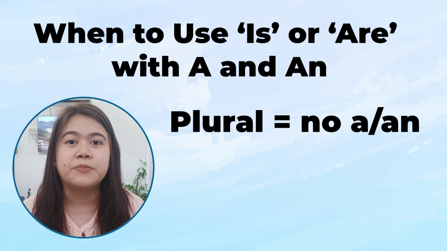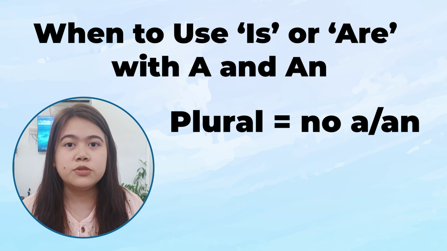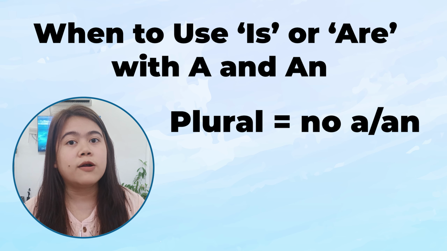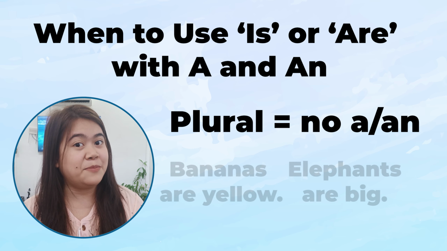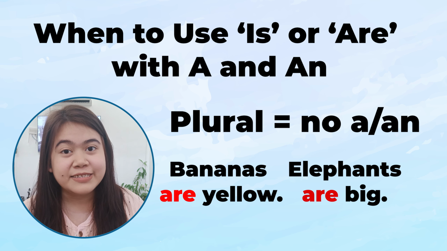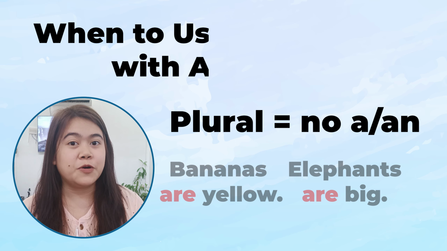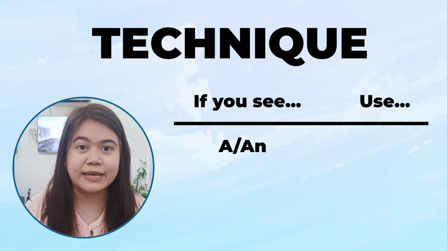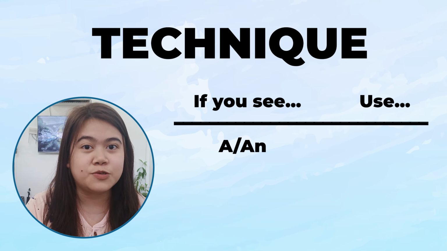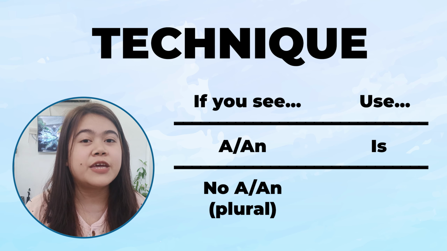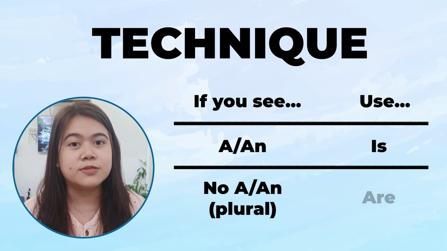When the subject is plural, we don't use a or an. And we also don't use is. We use are. No more a or an. For example, bananas are yellow. Elephants are big. So the technique is, if you see a or an, the verb is usually is. If there is no a or an, the noun is plural, use are.